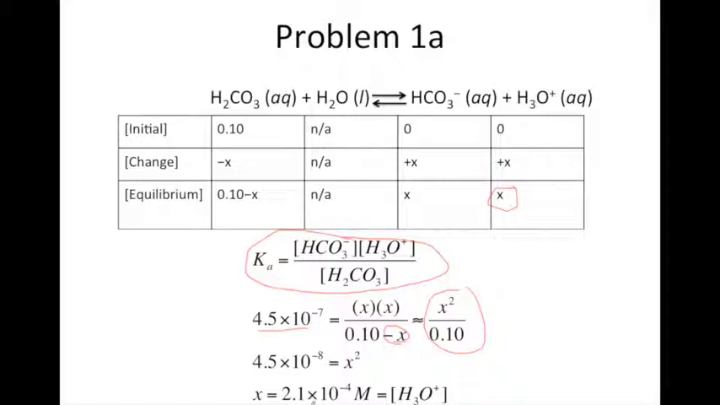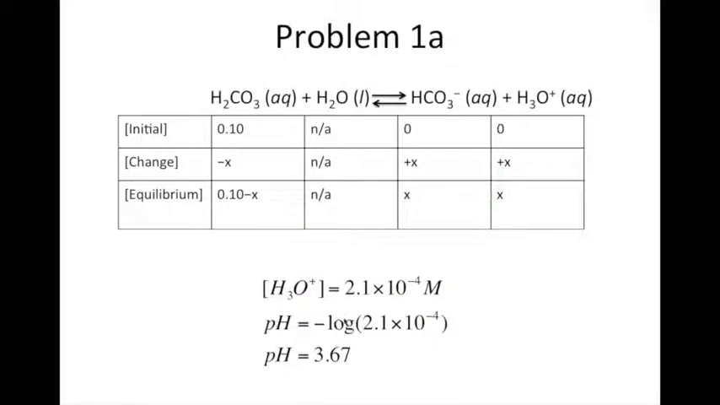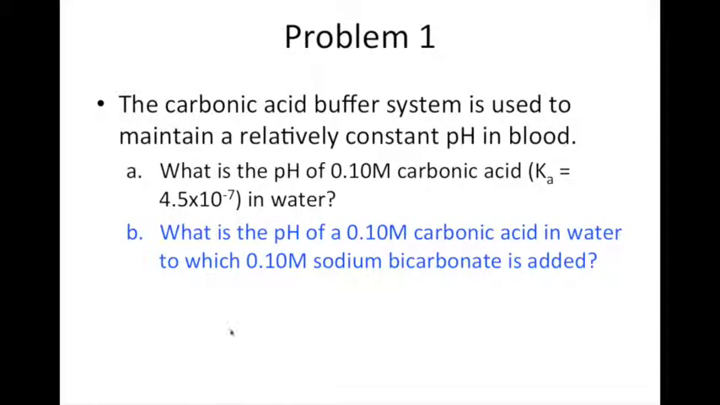I can now readily calculate the pH. If I know the hydronium ion concentration, I can take the negative log of that, and the pH would be 3.67. So we have a very acidic pH, which is expected. We put a weak acid into water. Let's look at the second part of that problem.